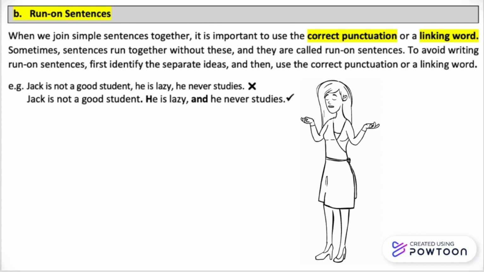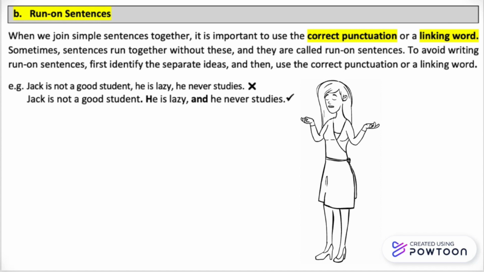Another common mistake students make is run-on sentences. When we join simple sentences together, it's important to use the correct punctuation or a linking word. Sometimes sentences run together without these, and they are called run-on sentences. To avoid writing run-on sentences, first identify the separate ideas and then use the correct punctuation or a linking word.